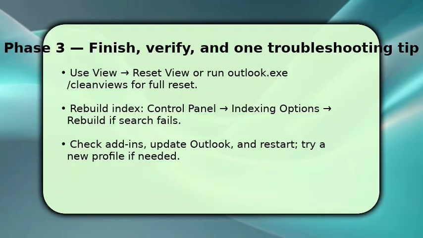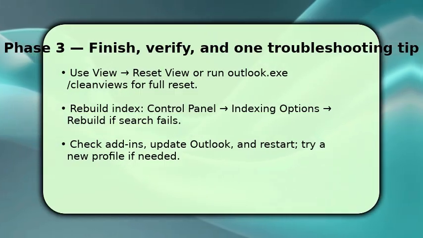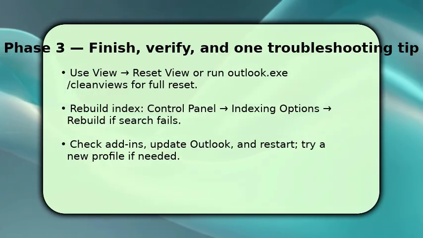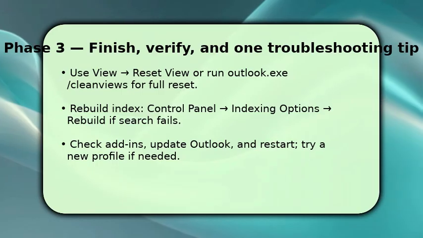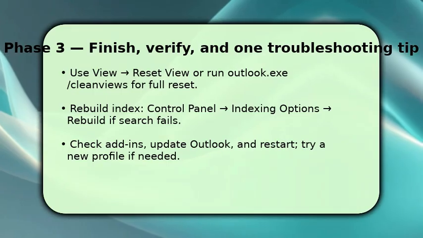Use View > Reset View for a folder or run Outlook.exe /cleanviews to restore defaults across profiles. Once done, make sure search works. If not, rebuild the Windows search index from indexing options because a corrupted index affects message visibility.